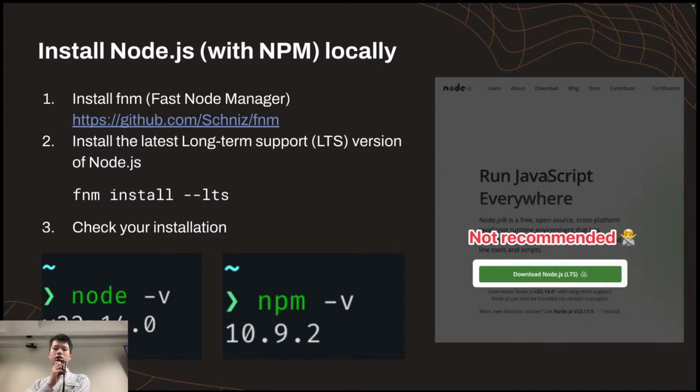Side note, we actually have a better tool called FNM, and we can install it via this link. It will be very simple for Mac and Linux. There will be one command in this repository readme, and after doing that, use fnm install LTS to install the latest version. To check your installation, just use node -v and npm -v. It should give you the corresponding version.